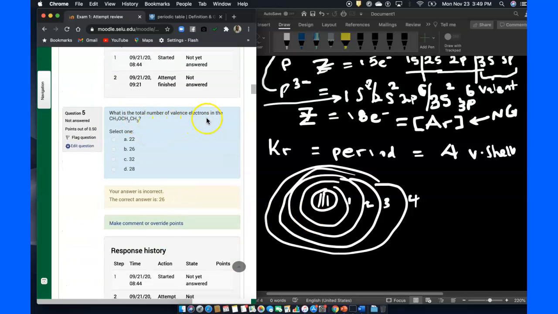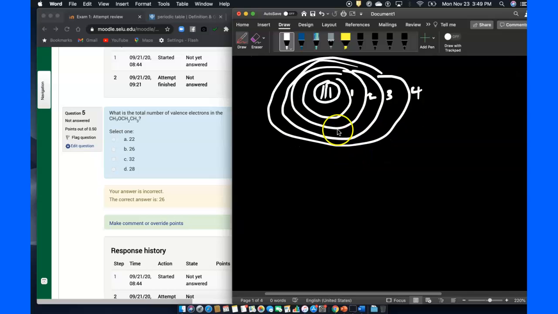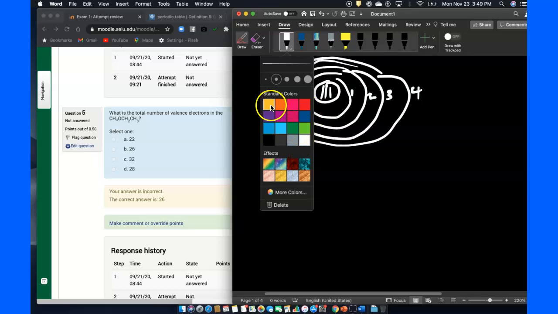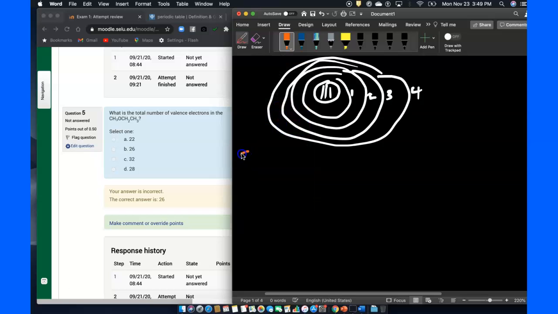Next, what is the total number of valence electrons in ethyl methyl ether? That compound is called ethyl methyl ether. It's an ether. We're going to count its total number of valence electrons. This is question 5. So I see that I have 3 carbons, 8 hydrogens, and 1 oxygen atom.